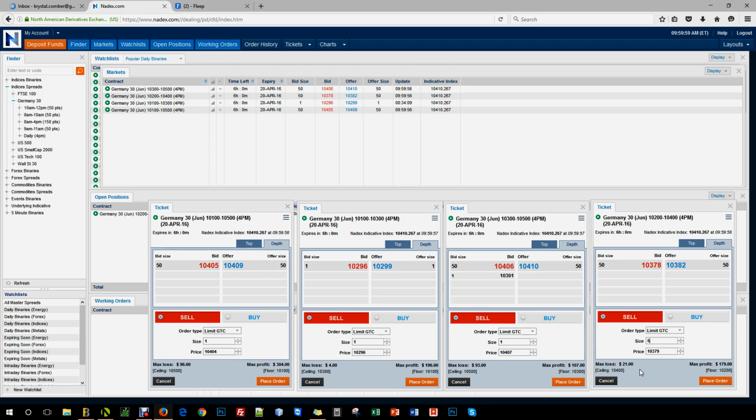If I did 5 contracts, sorry about that, MetaTrader 4 is going off. If we did 5 contracts there, your max loss would be 105, and your max profit would be 895. With these spread trades, you're looking for a good 20 to 50 pip movement, which is very easy on indices. These move much different than currency pairs.